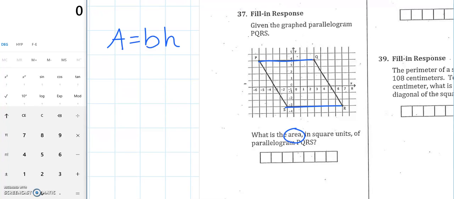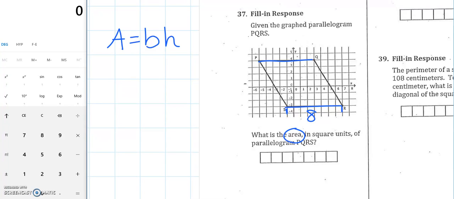If I count the boxes here, because they're horizontal lines, you can just count the boxes to find their length. It's going to go from -1 over to +7 along your x-axis, so it's going to be 8 boxes in terms of the base length.